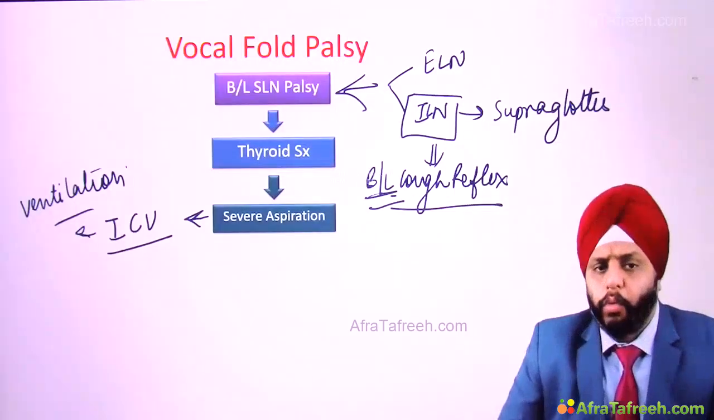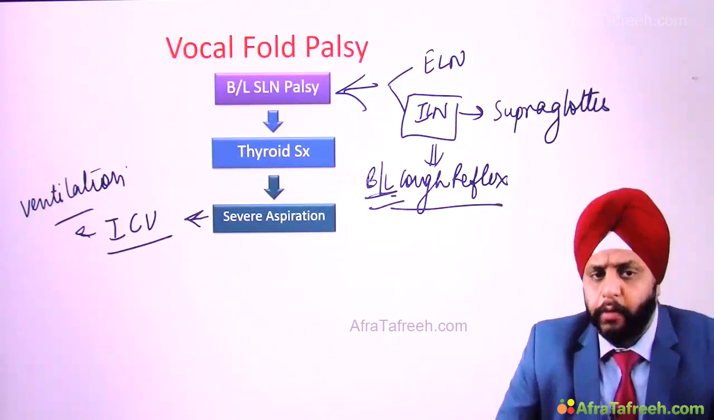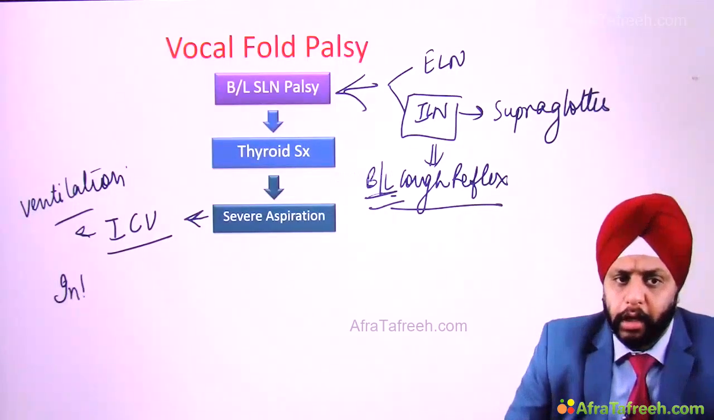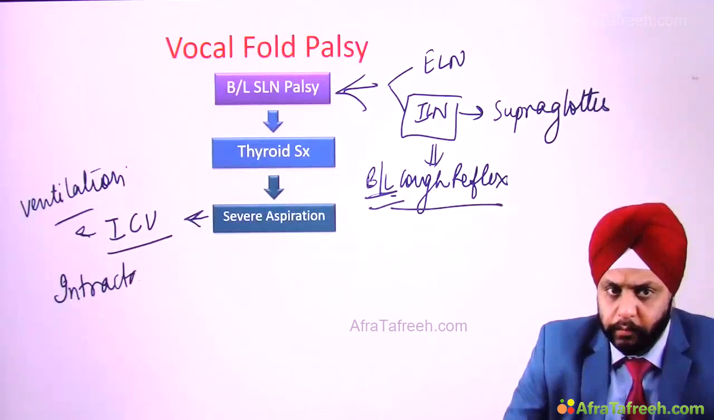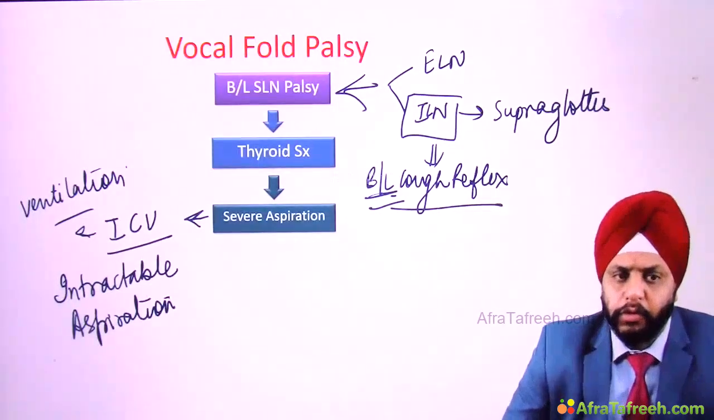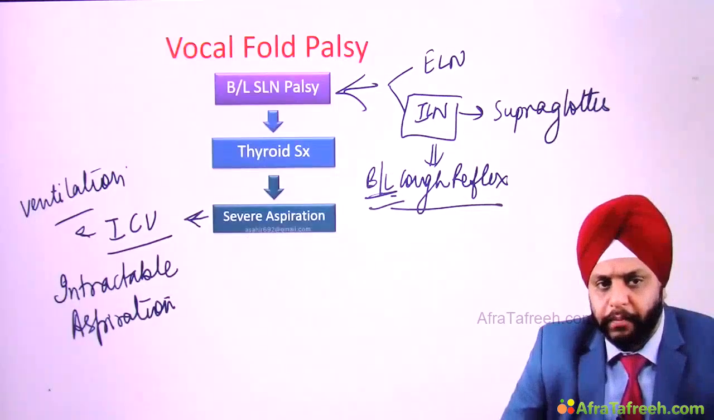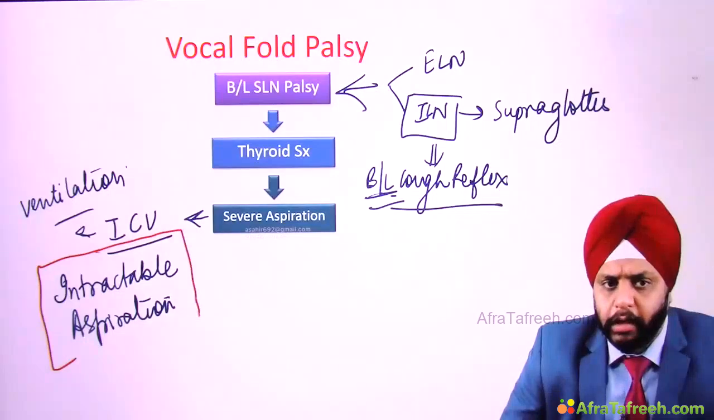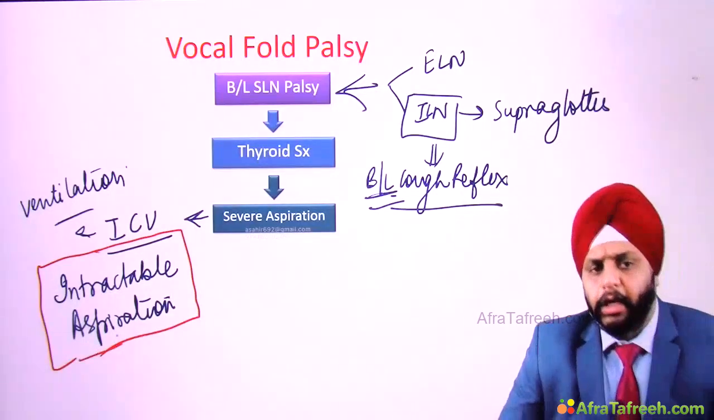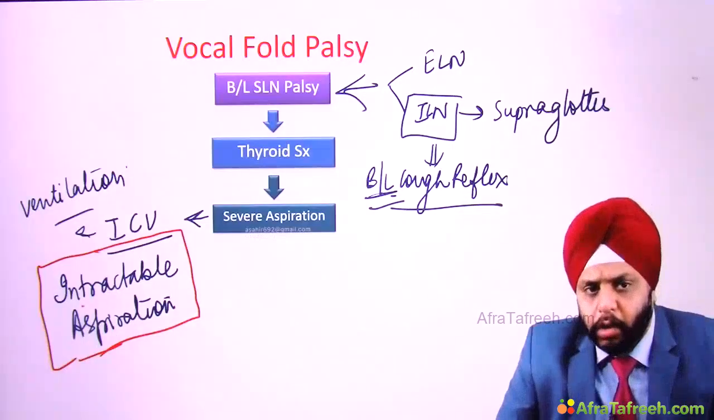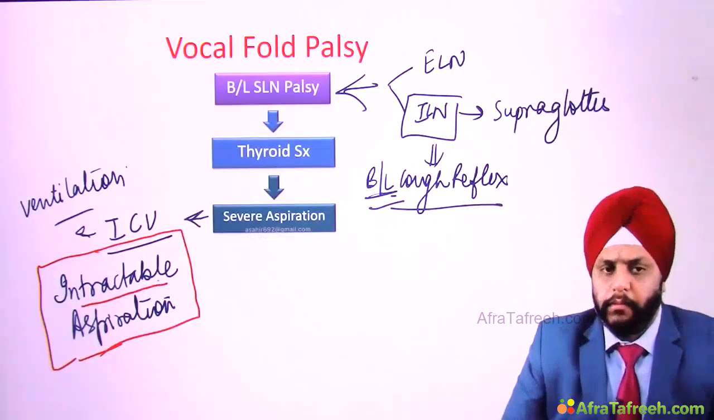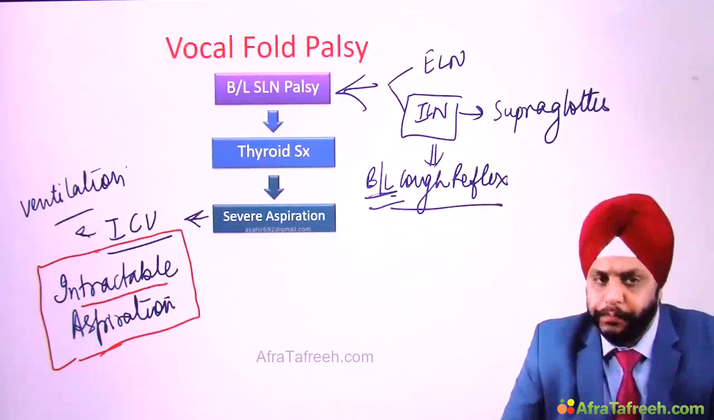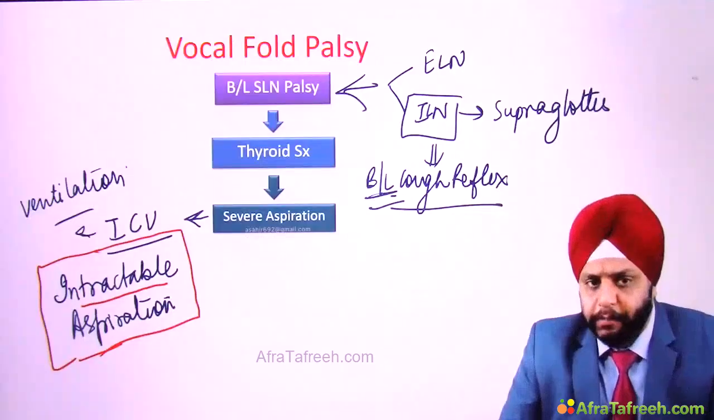Okay, so now what can you do? Now there is a question asked over here. The question is about intractable aspiration. This question is sometimes asked in the exam. Intractable aspiration. What do you mean by the word intractable? Intractable means that you have tried all the methods, and you're still not able to treat a problem. So that's intractable. So, intractable aspiration.